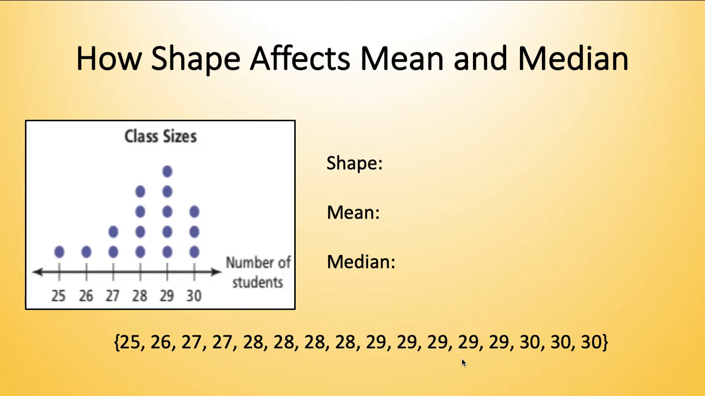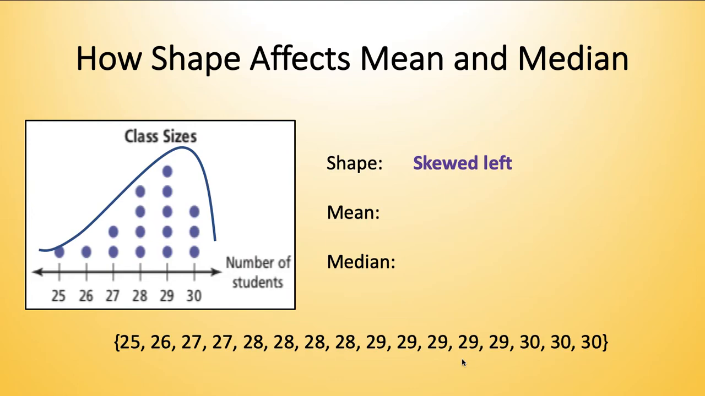Let's now look at a different dot plot. Here I'm seeing all the data values represent class sizes. So some of these classes have 28 students, some have 29 students, etc. Notice the shape of this dot plot is actually skewed to the left because most of the data values are near the larger numbers. So there's a cluster on the right-hand side, and then there's a few data values on the left-hand side, causing the shape to skew in that direction.